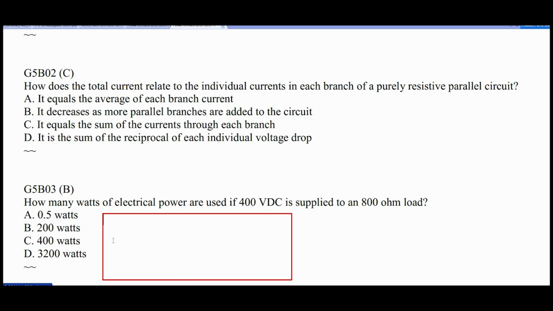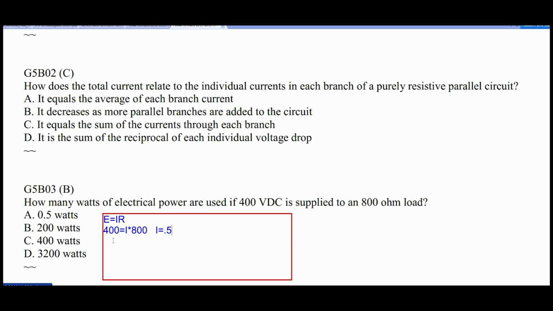Okay, so I'm going to put up a dialog box. We know from the past that E equals IR. We don't know the current, so let's see if we can solve for the current. So we've got 400 equals the unknown current times 800. If we divide 400 by 800, the current then equals I equals half an amp. So I equals 0.5. Okay, so now we know pretty much all the variables.